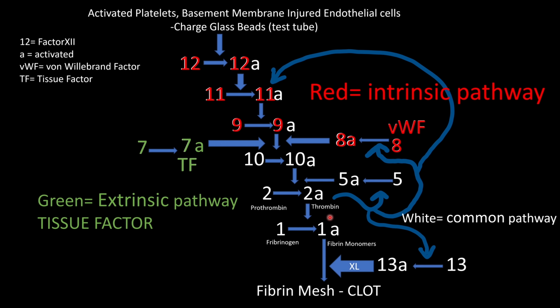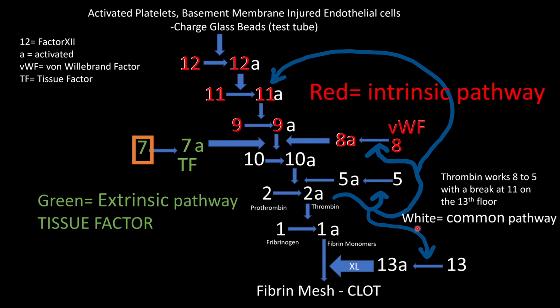Factor 13 is not extra large like this says, though it is the biggest numerical value. XL stands for cross-linking, right here, cross-linking, meaning it cross-links fibrin monomers to make the clot stronger. Here's a mnemonic if you want to use it. Thrombin works 8 to 5 with a break at 11 on the 13th floor.